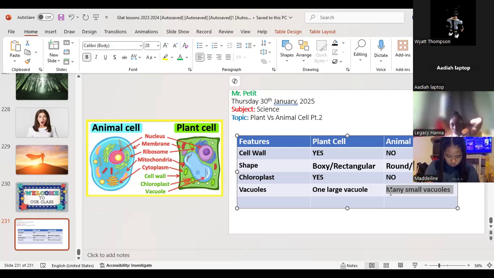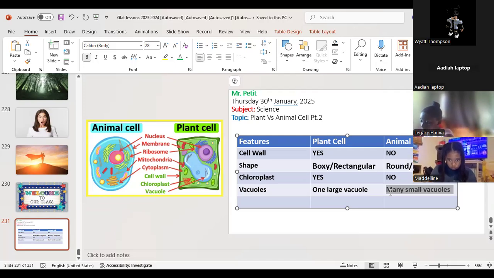And chloroplasts. Do plant cells have chloroplasts? Yes, sir. Do animal cells have chloroplasts? No, sir. What is the chloroplast needed for? Because the plant cell has it, but the animal cell doesn't. Sorry, what is the chloroplast needed for? Do you know? No, sir.